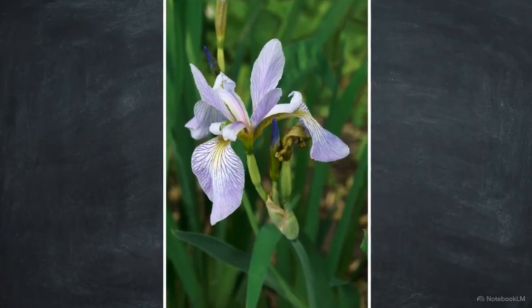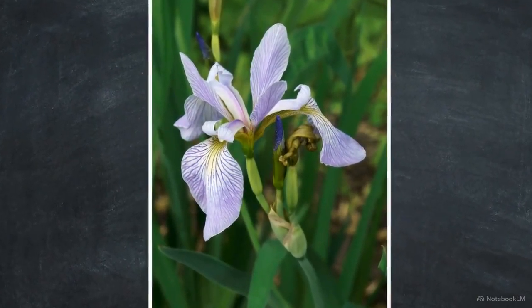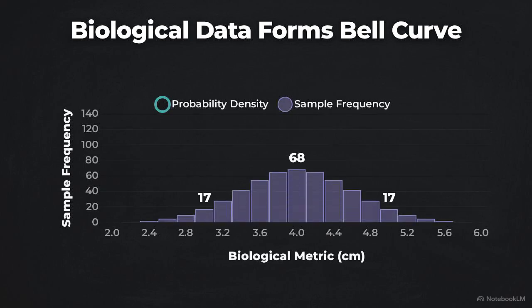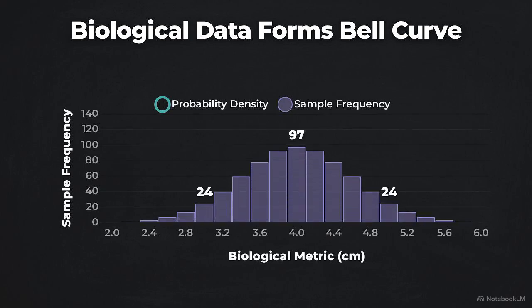Take biometric measurements, like the physical dimensions of the iris flower petals. This animated histogram demonstrates how the clean data points stack based on frequency. The vast majority of the biological samples cluster heavily around the median. We overlay this with a probability density function. A probability density function is a statistical expression that defines the likelihood of a continuous random variable taking on a specific value, creating a smooth bell curve over the data.